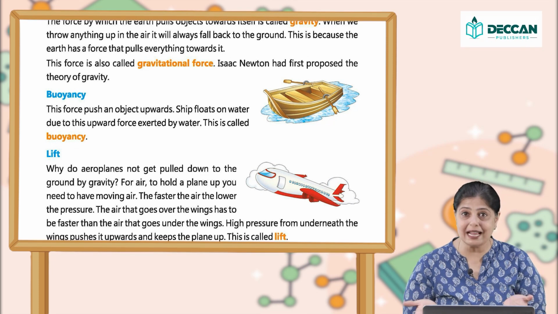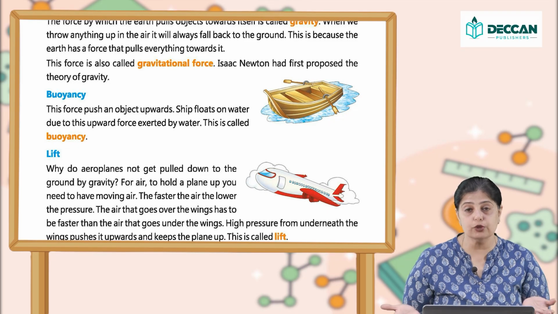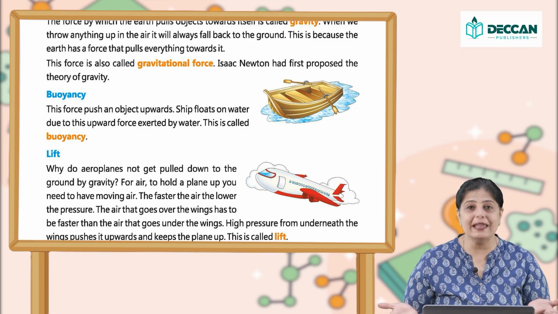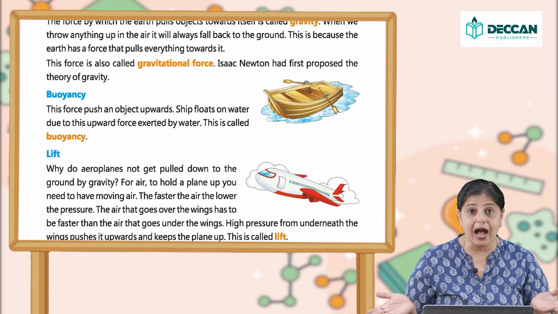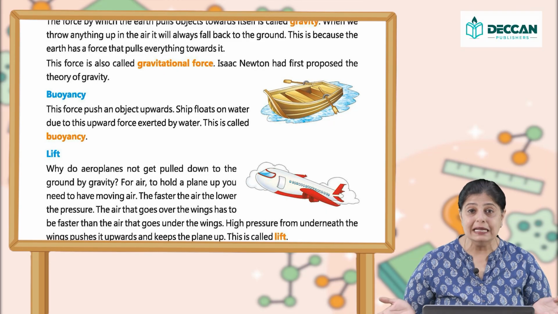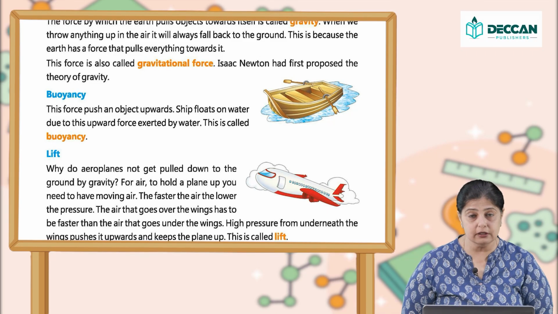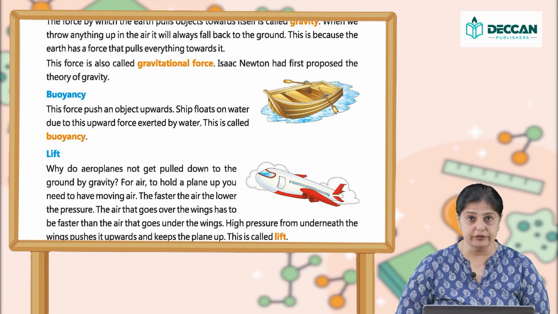If you have ever sat in an aeroplane, you will see on the wings a certain type of plates that move upwards because of the wind, okay, and this upward movement, because of the high pressure, makes the aeroplane stay stable in the air and not get pulled towards the ground. Now, this is known as lift.